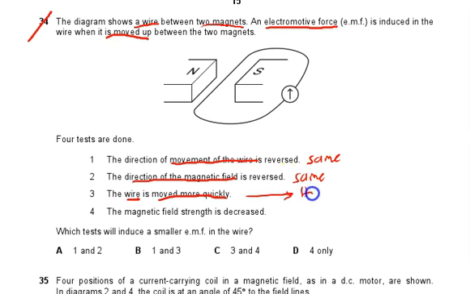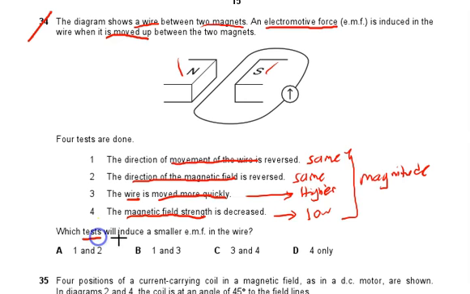and this one is higher magnitude. Okay, higher magnitude. The magnetic field strength is decreased, which means the strength of the magnet is reduced. So you can say reduced, or you can say lower magnitude. Okay, all this stands for magnitude. So which test will induce a smaller EMF, smaller magnitude, in the wire? So you can say your answer is only 4, D.